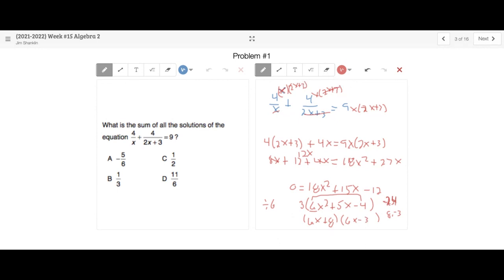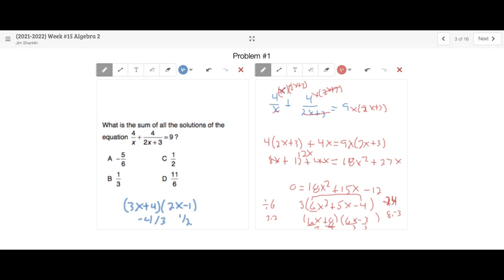Does 6 divide into either one of those parentheses evenly? No. So remember, we can break the 6 down. Anything that multiplies to 6. So I'm going to go 3 and 2. So I'm going to divide a 2 out of this parenthesis here. I'm going to divide a 3 out of this one. So I'm left with 3x plus 4, 2x minus 1. Factored. Awesome. What are my solutions? 1/2 and negative 4/3. Woo!